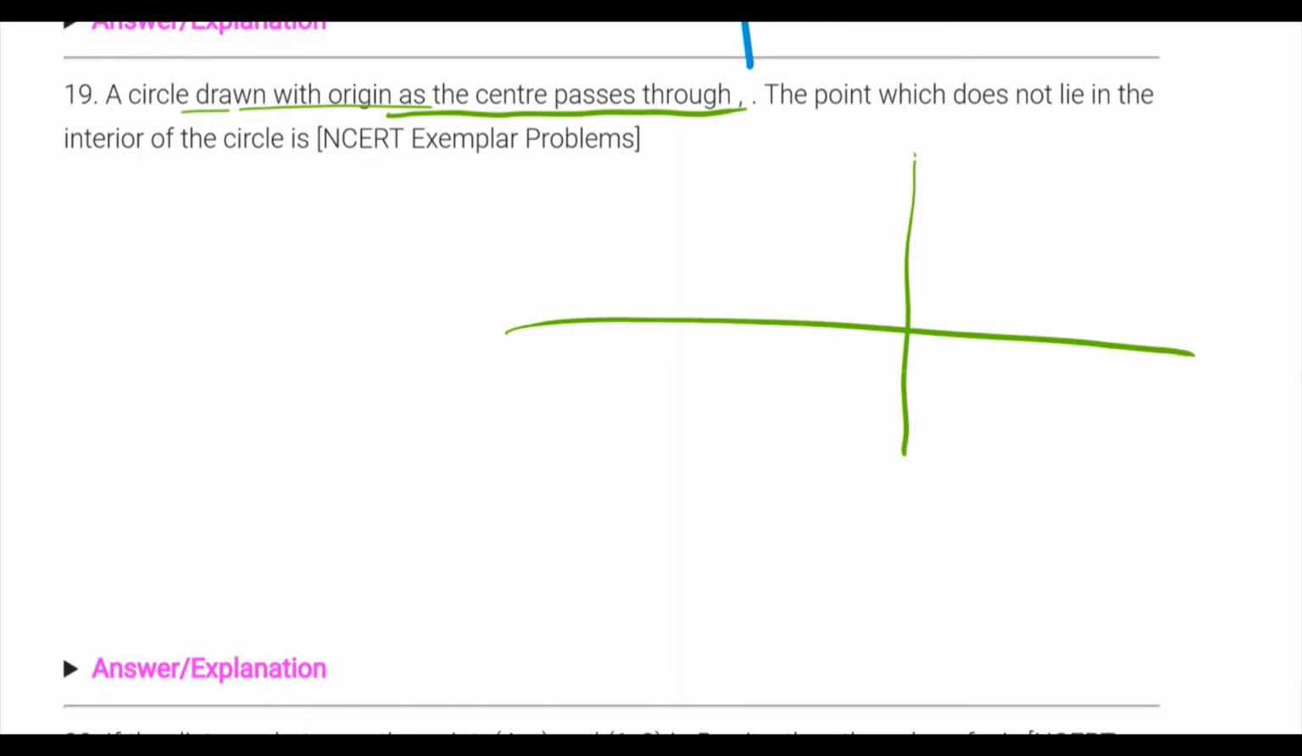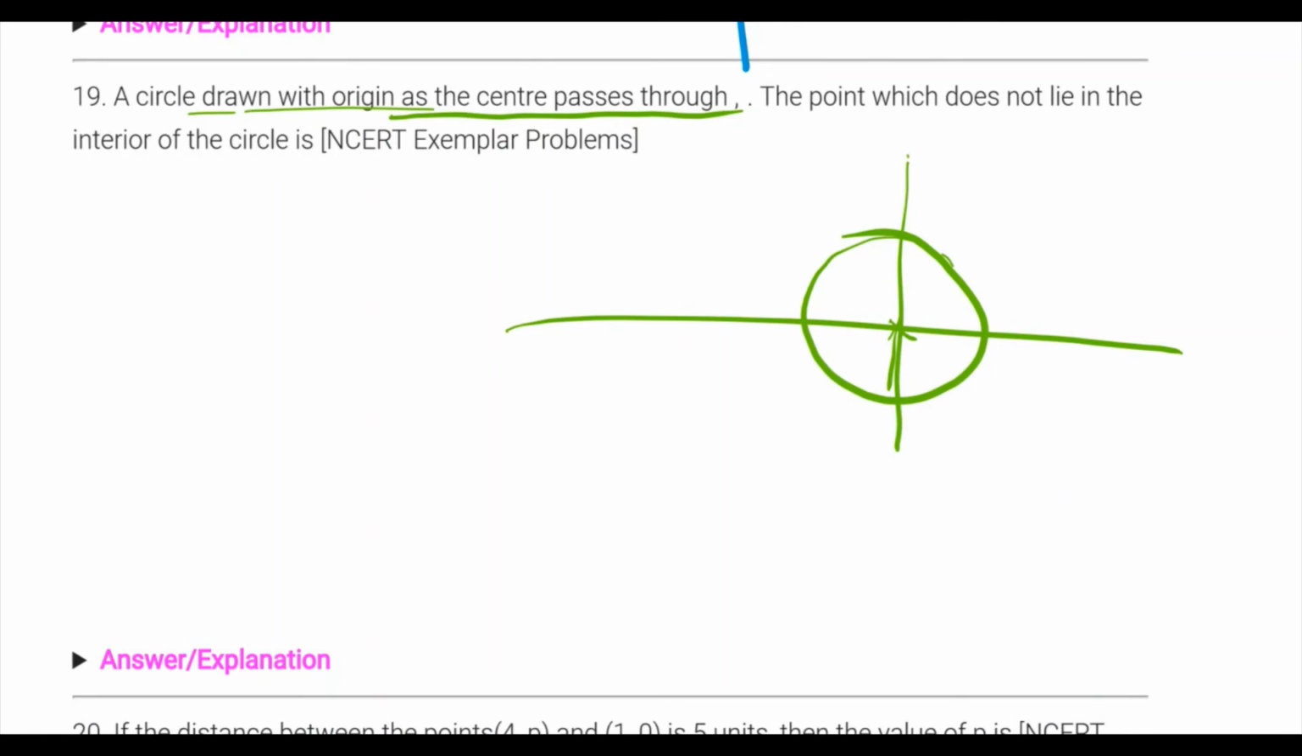A circle drawn with origin as the center passes through the point which does not lie in the interior of the circle is... So a circle is drawn with origin as a center. The options were not here, so we'll just skip this question.